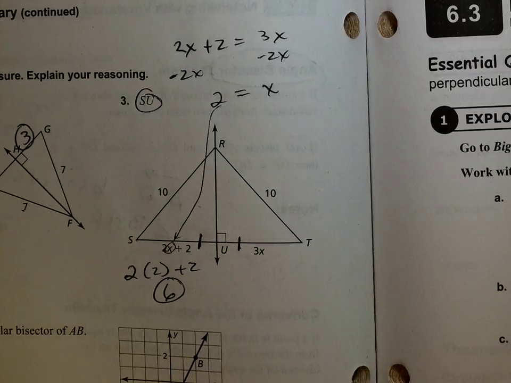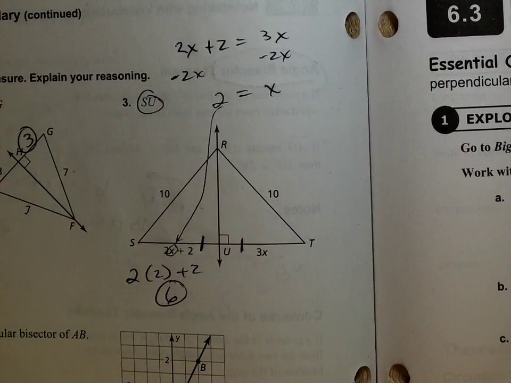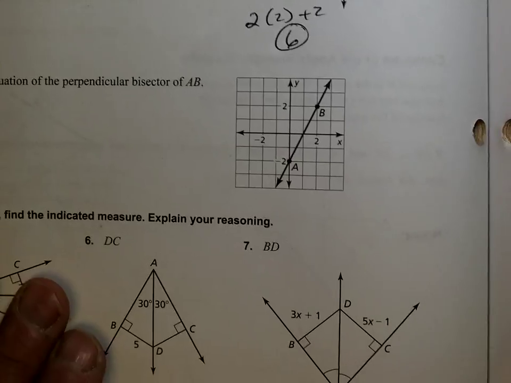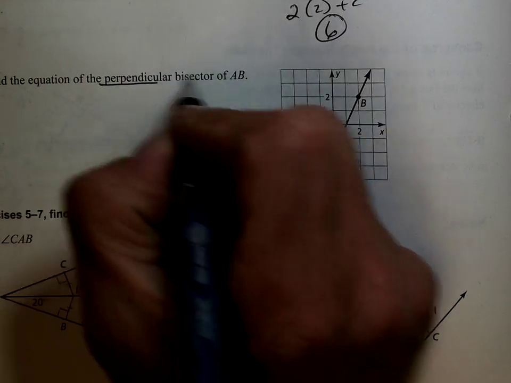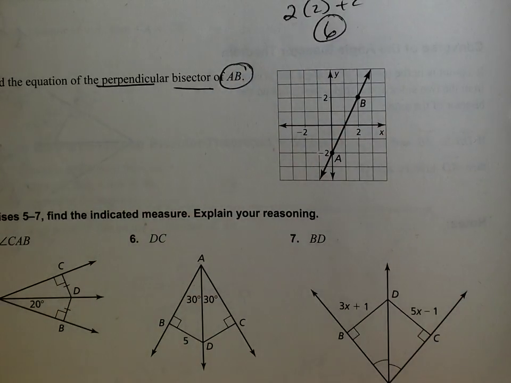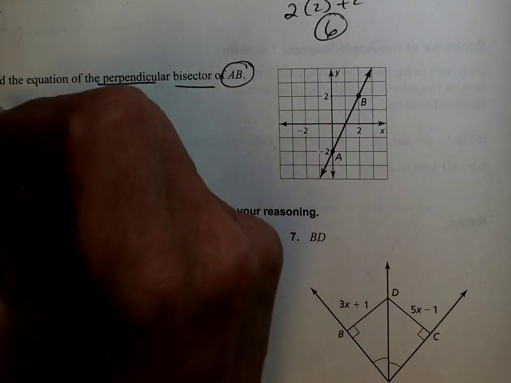Okay, number 4. How am I doing? So far, so good? Okay, number 4. Now we need the perpendicular bisector of this line. So let's find the slope first.